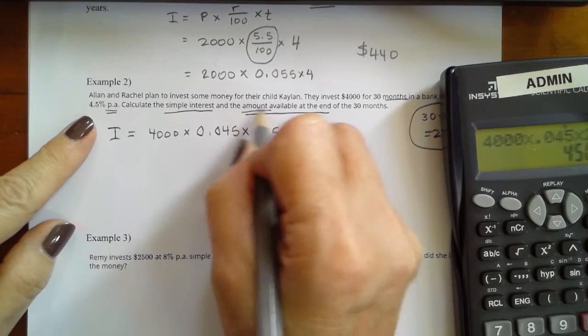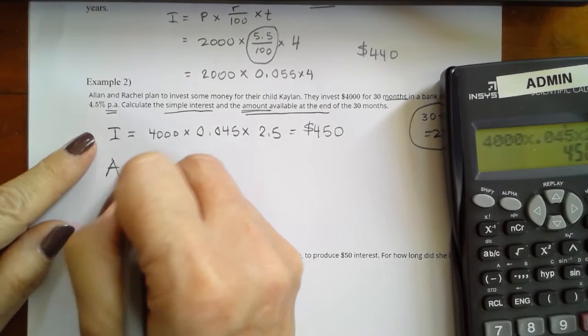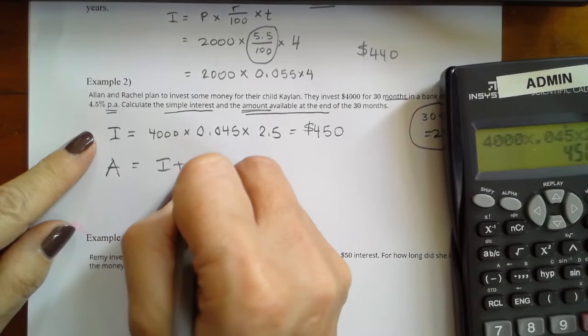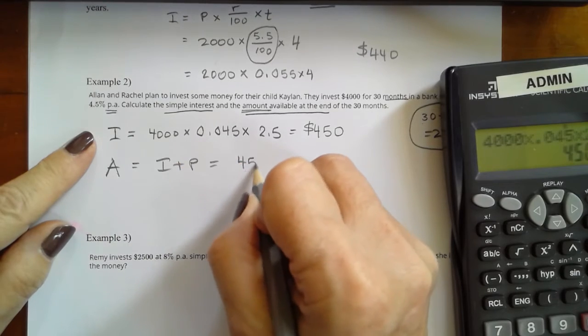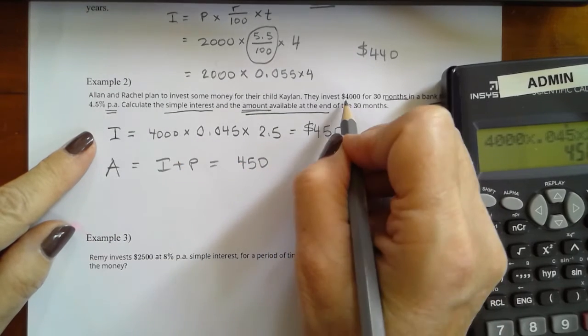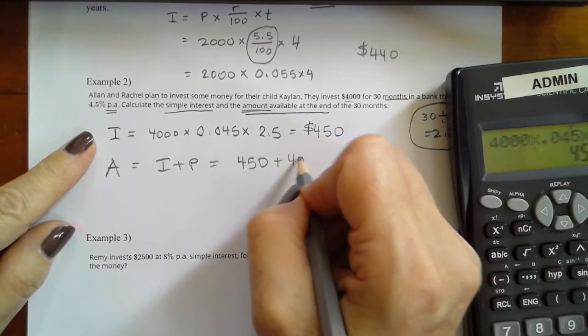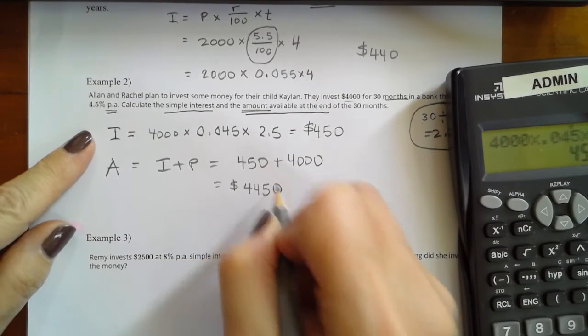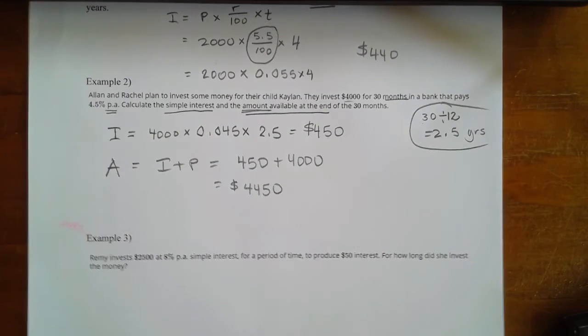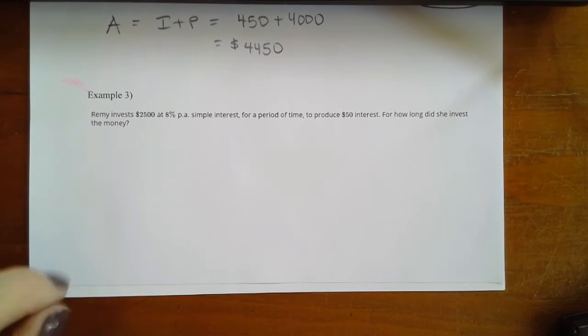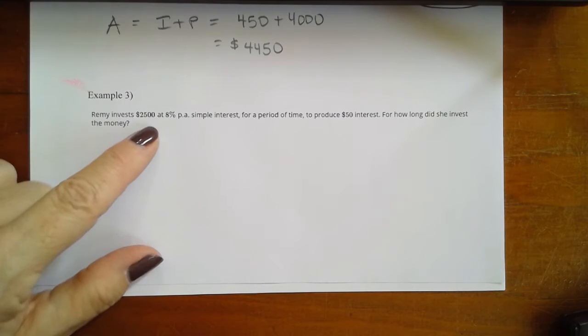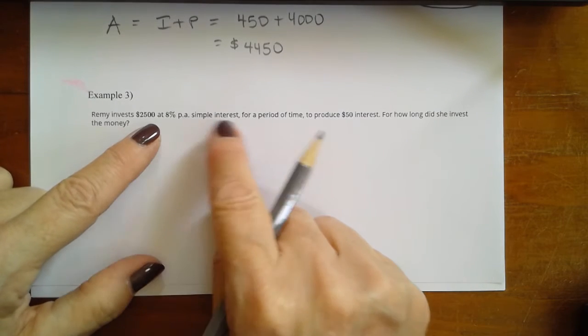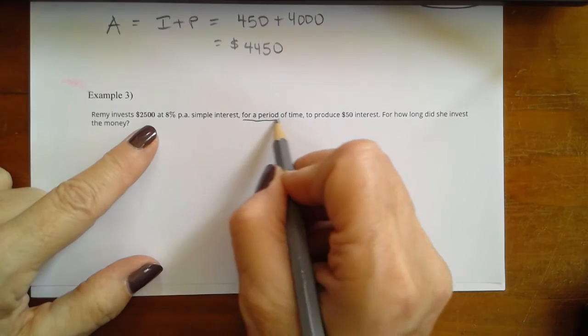Now, to get the amount available, I do the interest plus the principal, so $450 that I just figured out, plus how much they started with. So the amount available is $4,450. Pretty easy.